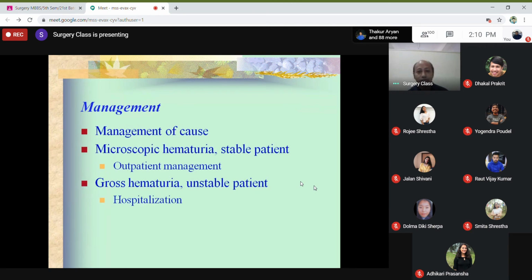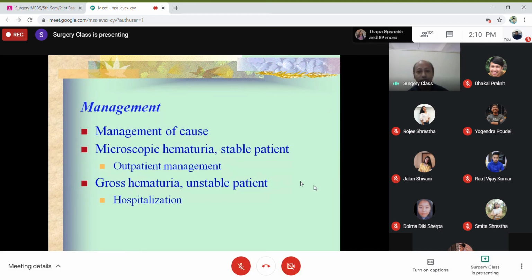So management. Management of hematuria as such is management of the cause. In case of infection, we give antibiotics. In case of malignancy, we do an operation for that. In case of injury, we see how severe it is, and we may need to explore the patient. So management of hematuria is management of the cause of hematuria.